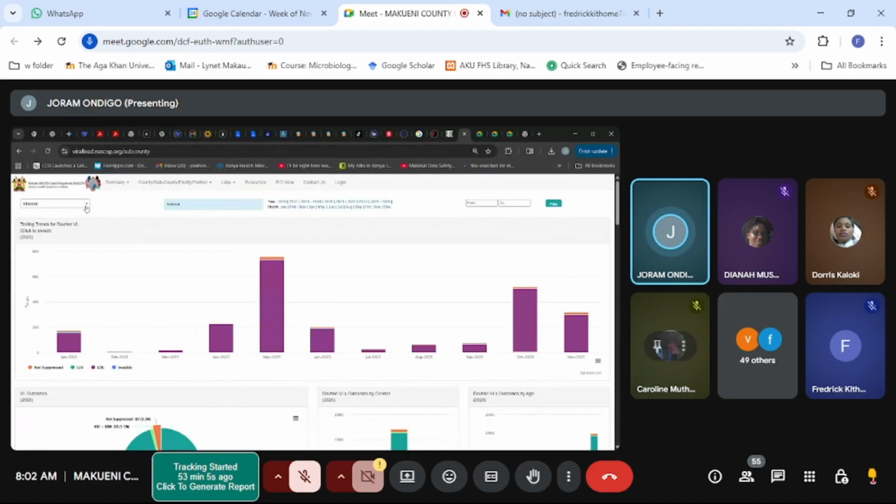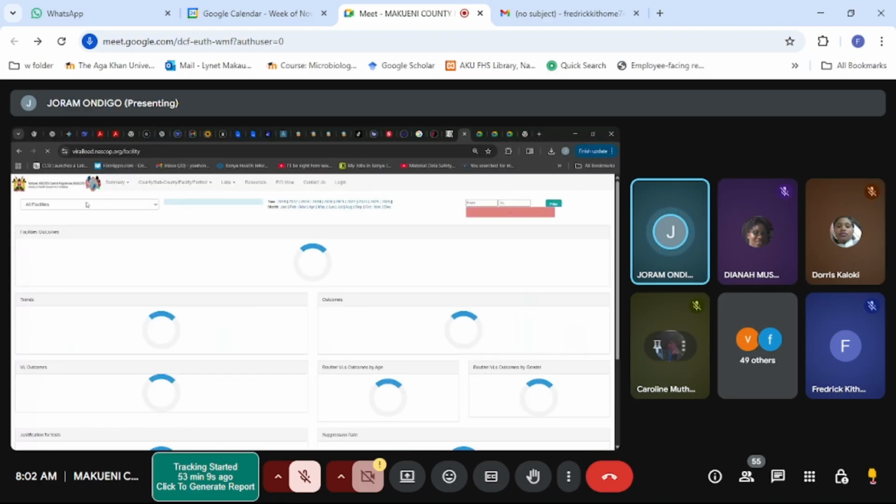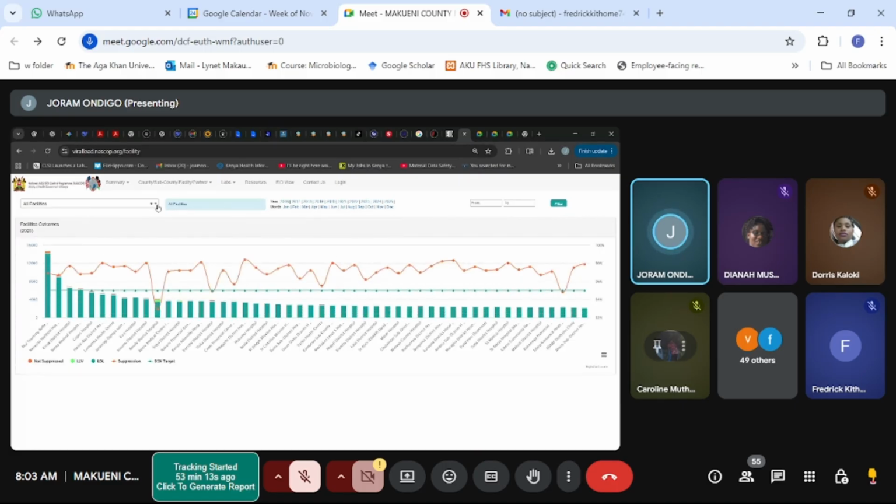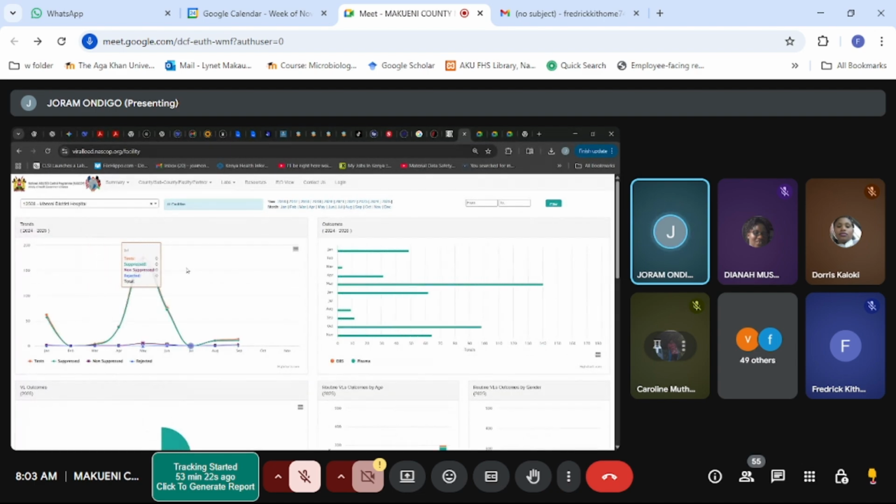And let's see if we can get facilities. If you go to facilities, this one just shows you all facilities in the country. But let's say Mbooni district option. Yeah, you see there, Mbooni district option. It actually tells you the outcomes for 2024, 2025.